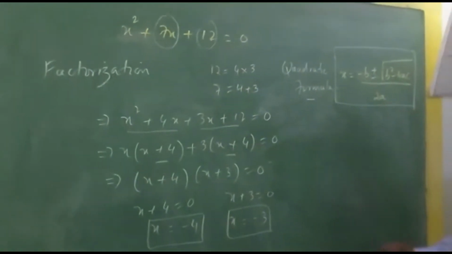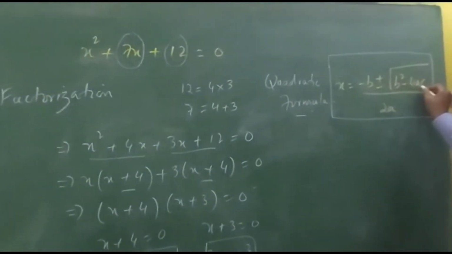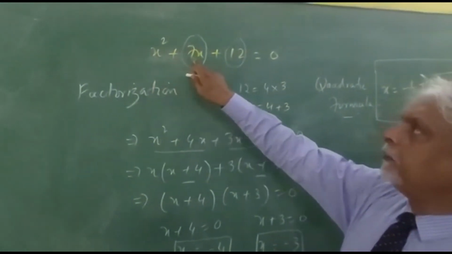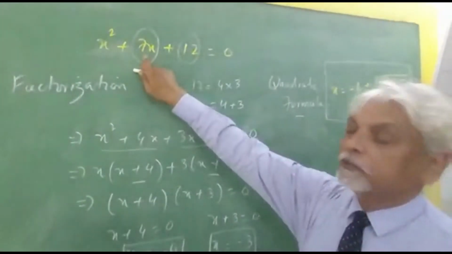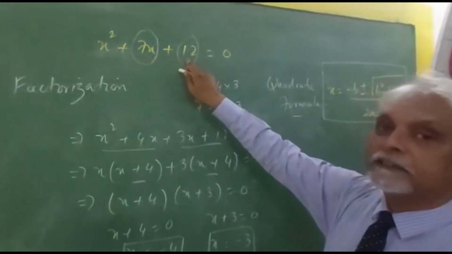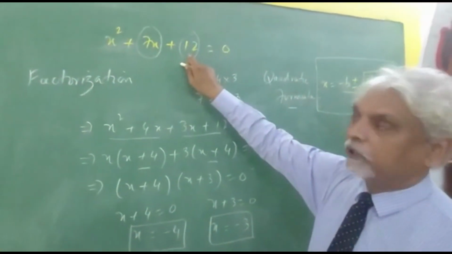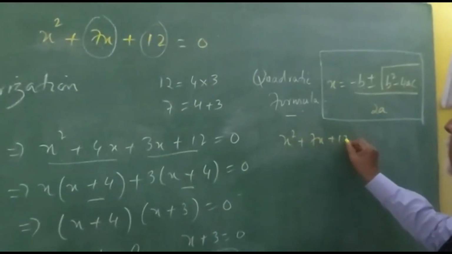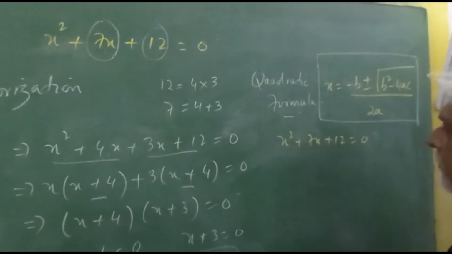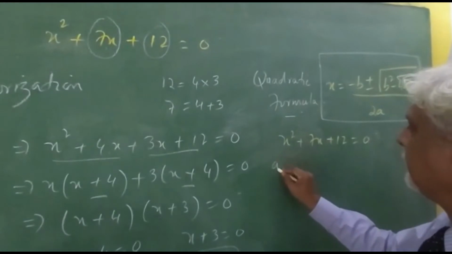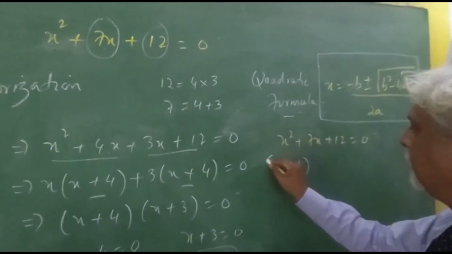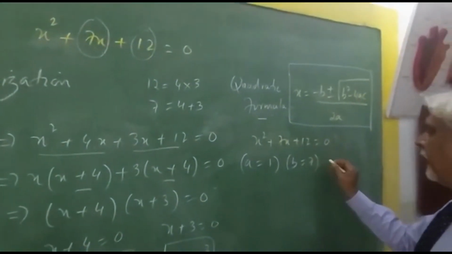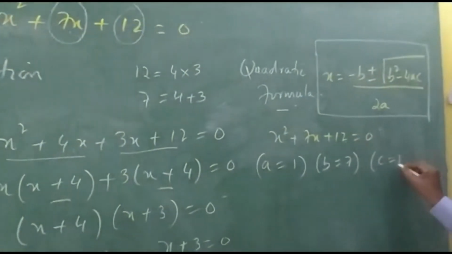Very simple. Now what are a, b and c? A is the coefficient of x squared, in this case it is 1. B is the coefficient of x, in this case it is 7. And c is the constant term that you have over here, that is 12. So x squared plus 7x plus 12 equals 0. So we have a equals 1, the coefficient of x squared, b, the coefficient of x, is 7, and c, the constant term, is 12.